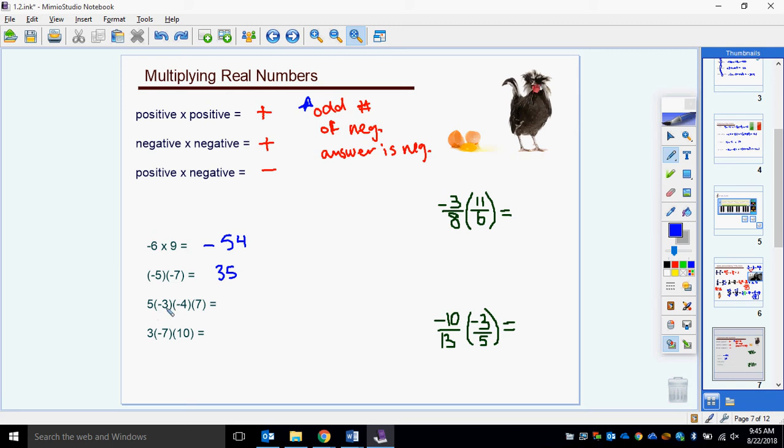And I'll take 5 times 3, and I get 15. And then times 4 times 7. So 15 times 4, that'd be 60. And I have 60 times 7, which, let me get my calculator.